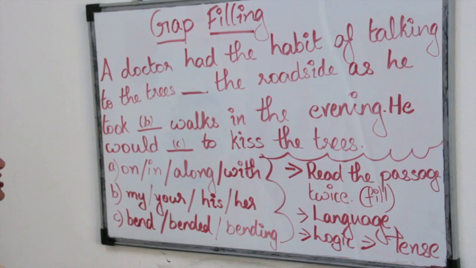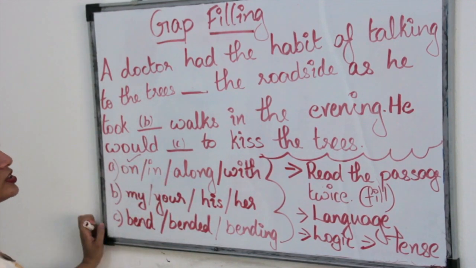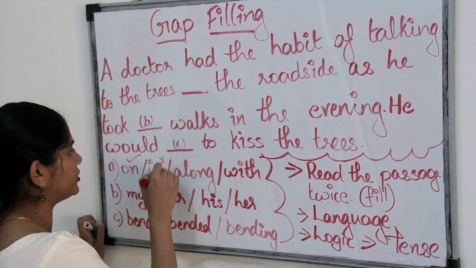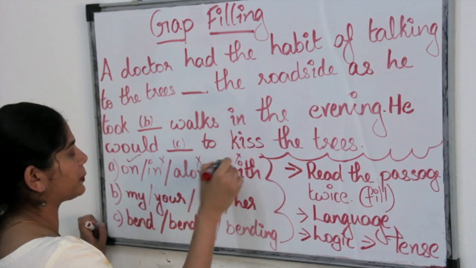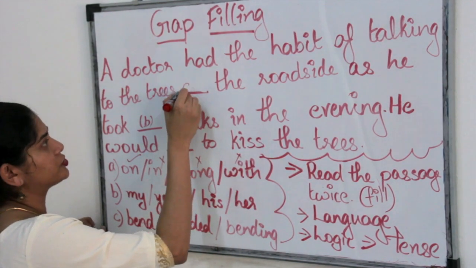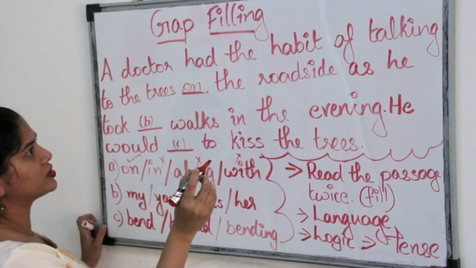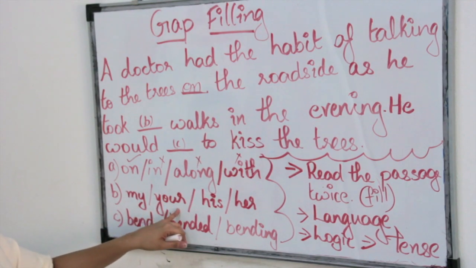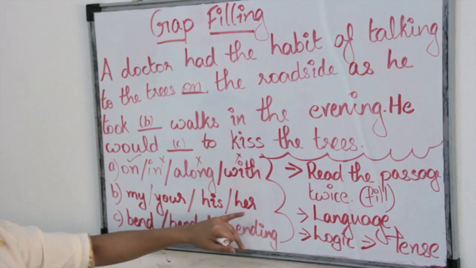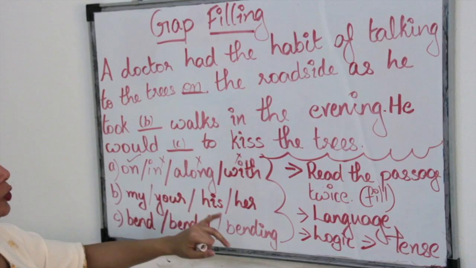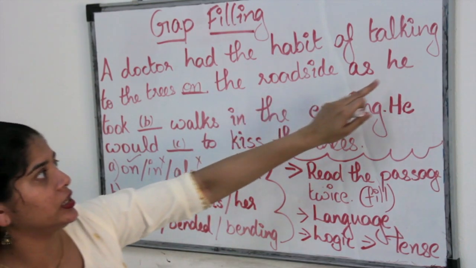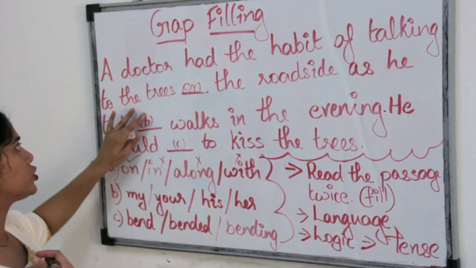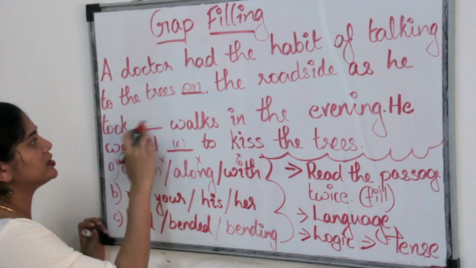So the option would obviously be on. Why? The trees are on the road, not in the road, on the road. If you know the preposition usage, you will know that. The trees on the roadside. As he took my walk, he cannot do my walk. As he took your walks, his walk, or her walk. Obviously, we hope it's a male and it's mentioned over here he. So it will be obviously his. So the B answer would be his.